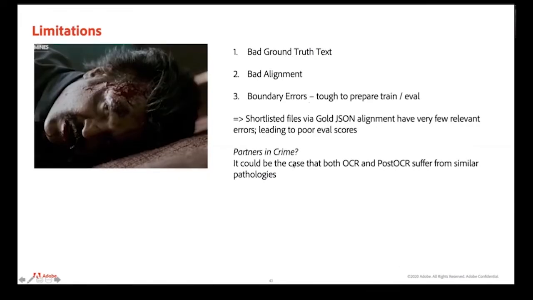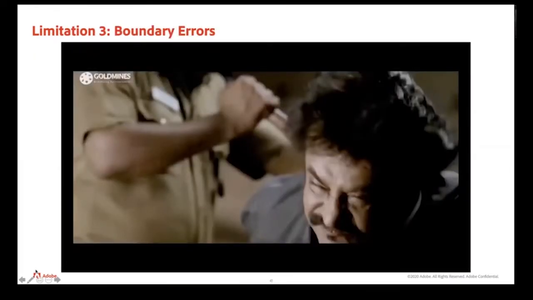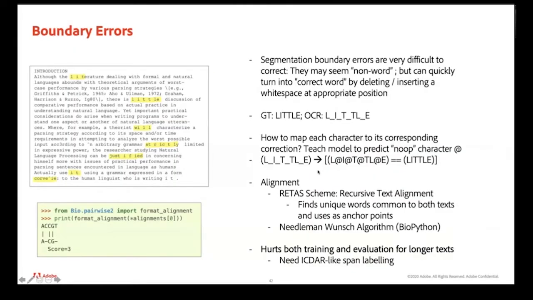And we use all these schemes, like this recursive text alignment scheme, which basically finds unique words between OCR and ground truth and uses them as anchor points to figure out the alignment. And we also use something from biology. This is a very common thing to do, called the Needleman-Wunsch algorithm, where you have two DNA sequences which you want to align. These alignment algorithms are used very frequently there. So we use that too.